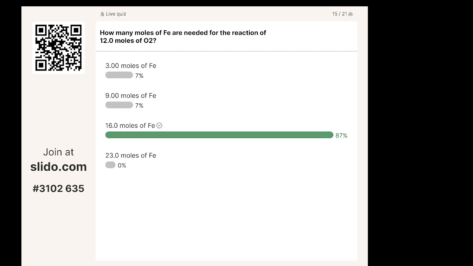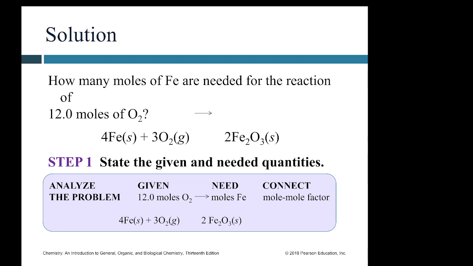All right, so 87% got it, and that is correct. Okay, so what we're going to do here is we want to be in O2, right? So we have 12 moles of O2. We want to get out of O2. We want to be in Fe, which is what we were asked for. Everybody good with that so far? What do we have? What do we need? How do we get there, right? Okay, so we have 12 moles of O2. We want to go to the moles of Fe. To do that, we're going to have to set up a mole-to-mole ratio.